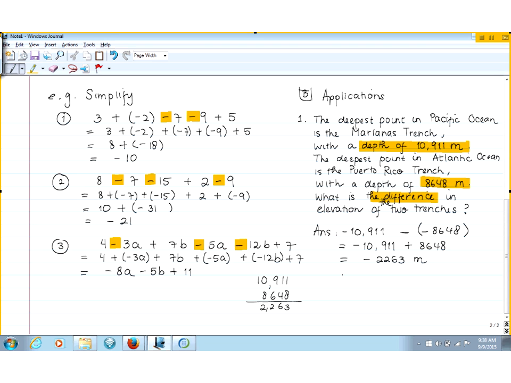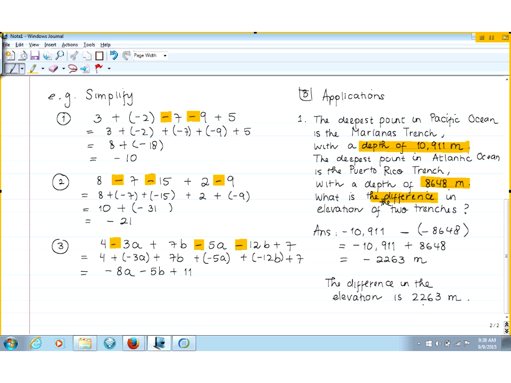Negative 2263 meters. So how do I answer the difference? The difference in the elevation is 2263 meters. And positive. Because it's just asking what is the difference between those two. But whenever we represent the deepest point, which is below the surface, we have to use a negative number.